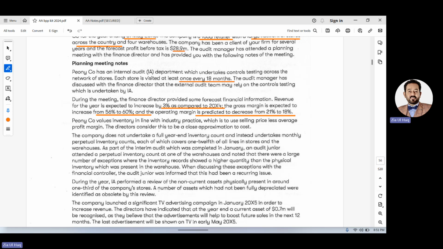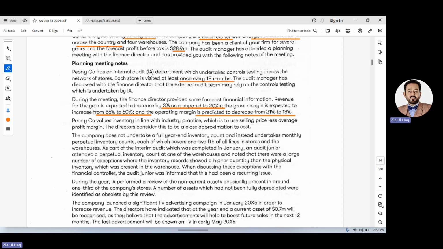If any company values inventory in line with industry practice, which is to use the selling price less average profit margin, how should we record inventory? Lower of cost and NRV. What is NRV? Selling price less cost to sell, rather than less average profit margin. So inventory could be either under or overvalued.